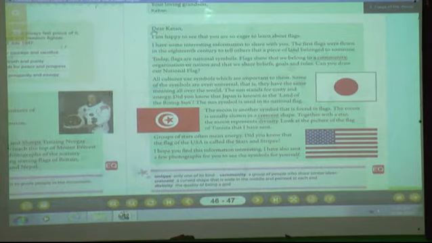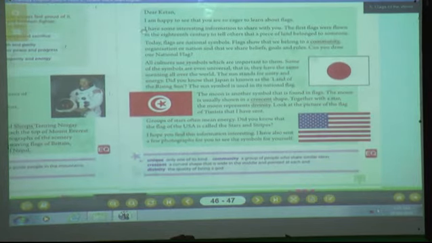Yes. Next, dear Ketan, grandma is telling Ketan, dear Ketan, I am happy to see that you are so eager to learn about flags. Now when she read Ketan's letter, she was very happy to see that he is so eager to learn about flags. Then she is telling, I have some interesting information to share with you. Now students, who is I over here? Yes, here I is grandmother, as she is writing the letter to Ketan. So she is telling, yes, I have some interesting information to share with you.